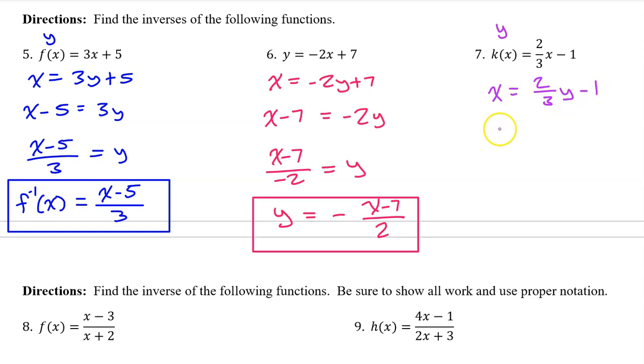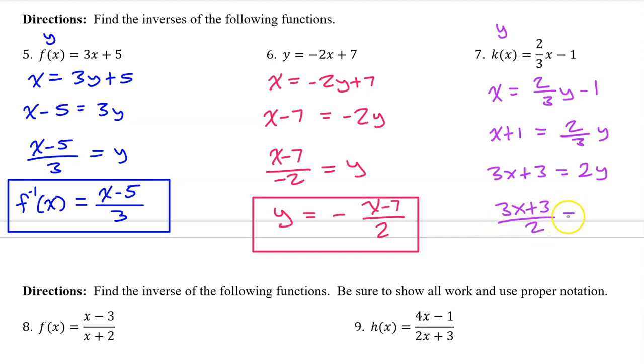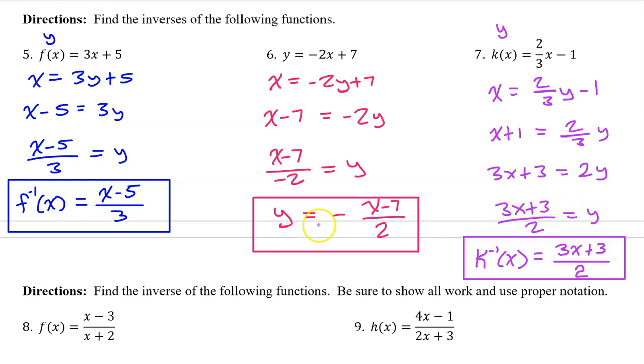So adding 1 to both sides gives us x plus 1 is equal to 2/3 y. Multiplying both sides of the equation by 3 will give us 3x plus 3 is equal to 2y. Dividing both sides by 2 gives us (3x plus 3) over 2 is equal to y. Since the original function was called k of x, we must call the inverse relation k inverse of x.